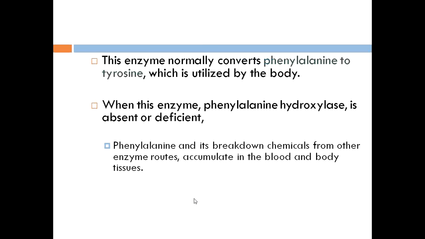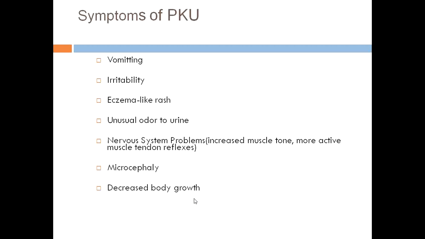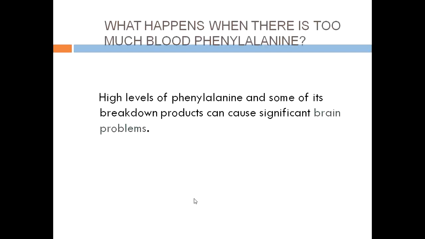This enzyme normally converts phenylalanine to tyrosine, which is utilized by the body. When this is deficient, phenylalanine and its breakdown chemicals from other enzyme routes accumulate in the body and body tissue. Symptoms include vomiting, irritability, eczema-like rash, unusual odor to urine, nervous system problem, microcephaly, and decreased body growth. What happens when there is too much blood phenylalanine? High levels of phenylalanine and some of its breakdown products cause significant brain problems.